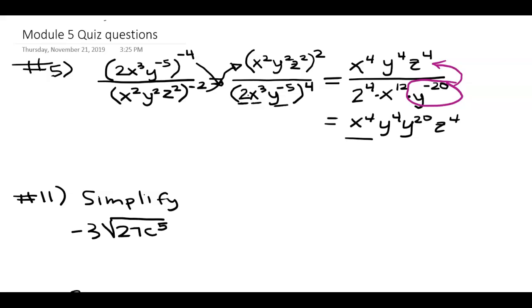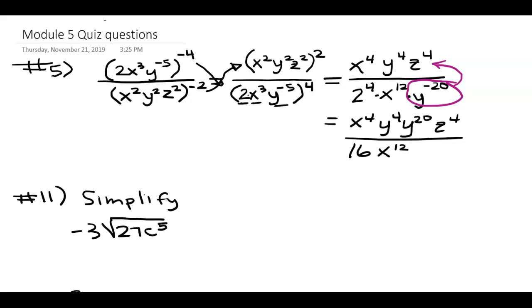And then on the bottom, if I simplify this a little bit more, 2 to the fourth power is 16. And then I still have x to the 12th. And then it's not all the way simplified yet because we need to make sure that we get all of our whole numbers together, our x's together, our y's together, our z's together, right? So we did part of it by getting all positive exponents, but we're not quite done yet.